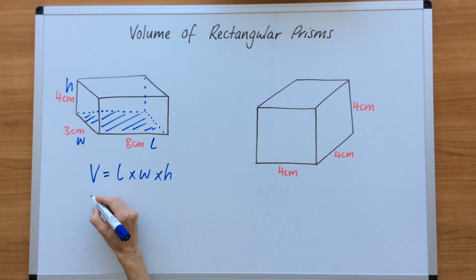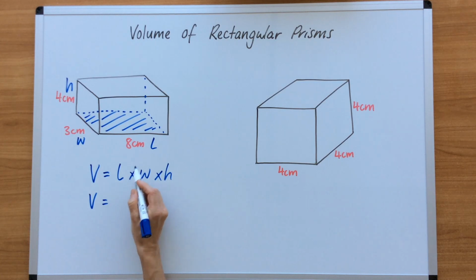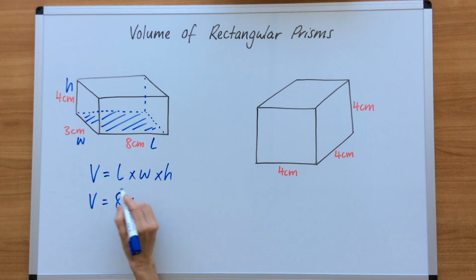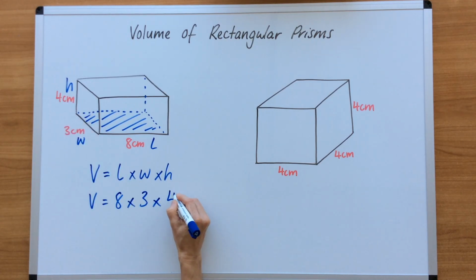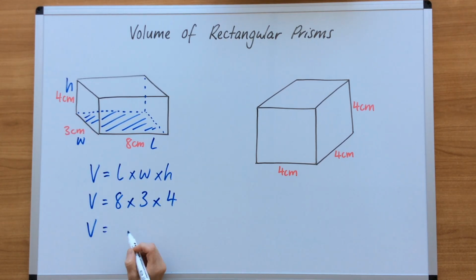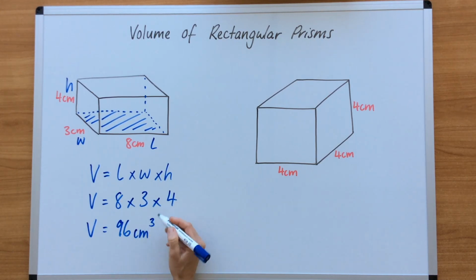So let's look at this now. Second line is substitution. Length is 8 times the width of 3 times the height of 4. And we multiply that, okay, and that comes to 96 centimeters cubed. Now, because we're talking about volume, it's cubed. It's not squared like it was for area. We put a little 3 there.